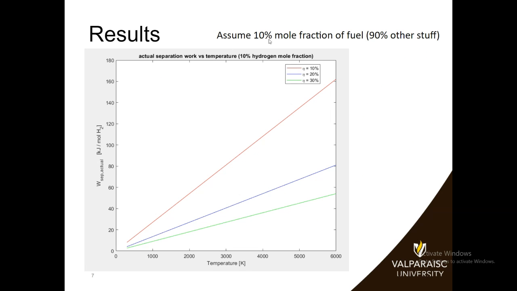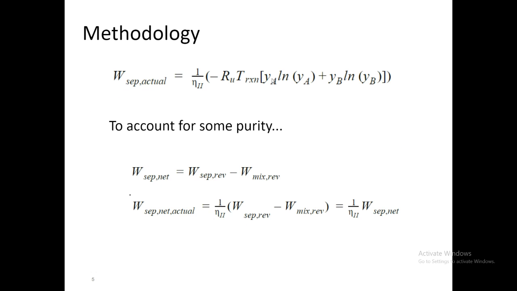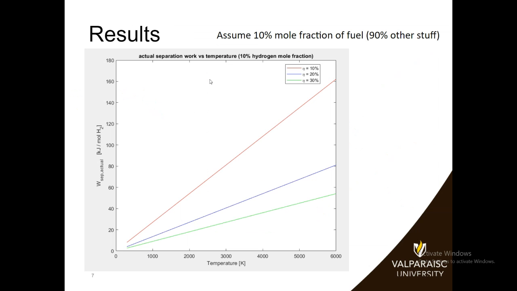But in order to make things a little bit simpler, we are going to assume 10% mole fraction of the fuel, and this dictates 90% of the other stuff. So this means we're fixing YA to a value of 0.1, 10%, and fixing YB to a value of 0.9 or 90%. So this means we're treating this whole thing as a constant, and RU is already a constant, and eta 2 is already constant. So if we were to plot WSEP actual against temperature, we see that since everything is a constant, this is going to be a linear pattern. So indeed, that's true. It's a linear pattern.